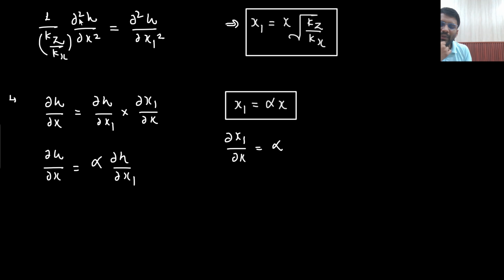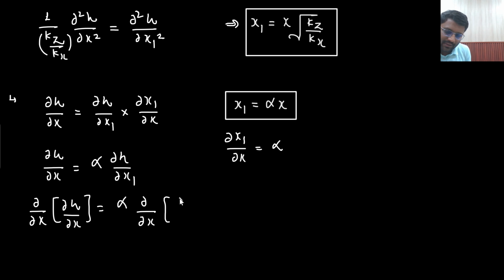Right? Now what I need to calculate? Del square h by del x square. That means I again need to differentiate it with respect to x. Alpha is a constant value, so it can come outside. Again you need to differentiate it with respect to x. This is what they are saying.